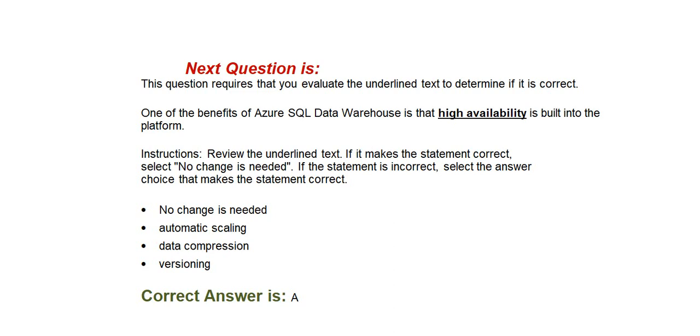Options are: Option A, no change is needed. Option B, automatic scaling. Option C, data compression. Option D, versioning. Correct answer is option A, no changes needed.